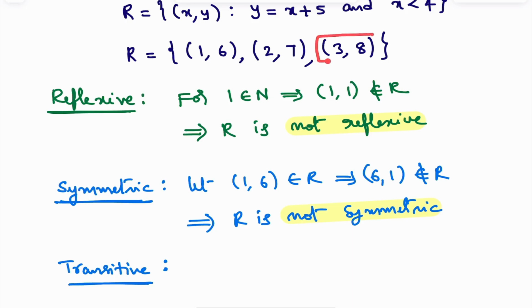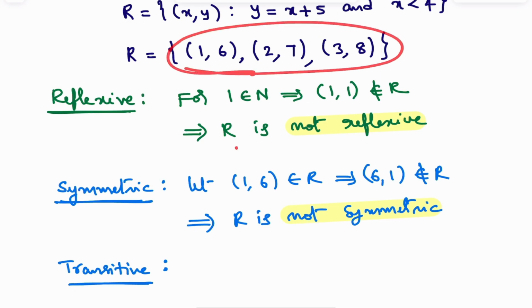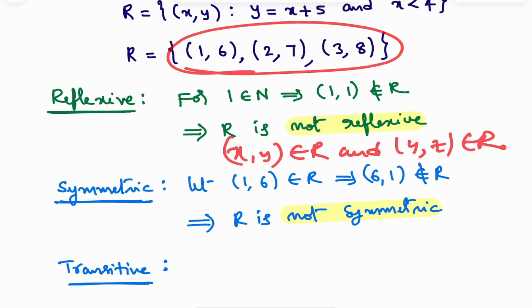Now come to the third ordered pair. This ends with 8. Does any other ordered pair start with 8? No. So this element passes the transitive test. Overall, we identified that there doesn't exist (x, y) belongs to R and (y, z) belongs to R in the relation, so there is no need to look for (x, z).